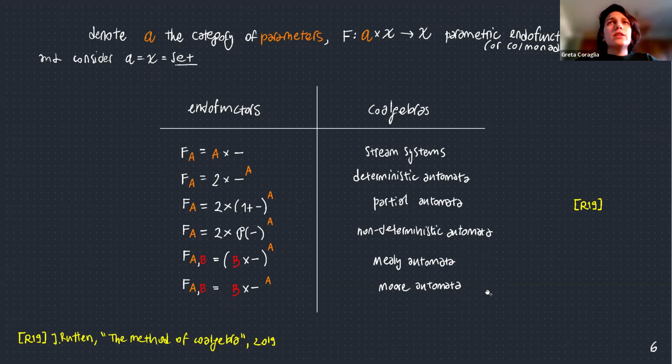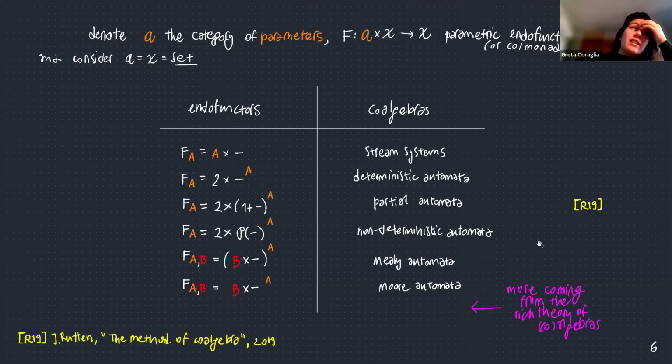I'm mentioning this because we do actually have an application of the theory that I'm about to show you that concerns Mealy and Moore automata. But of course, there are many more examples coming from the theory of coalgebras that might be of interest. Okay.